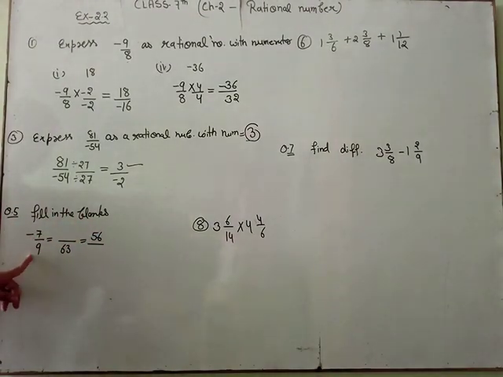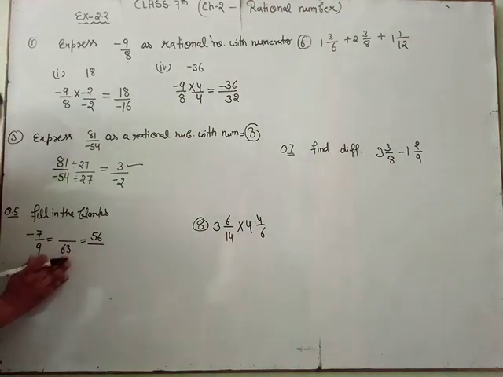Minus 7 by 9 equals blank by 63, equals 56 by blank. We express this as a rational number of this form. We find the missing number. Okay, there is 63. If we multiply 9 by 7, we get 63. So 9 multiplied by 7 equals 63.